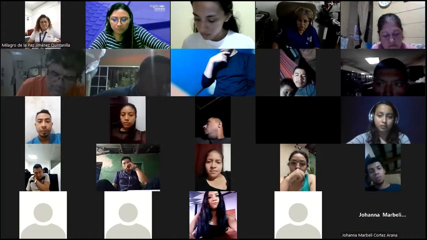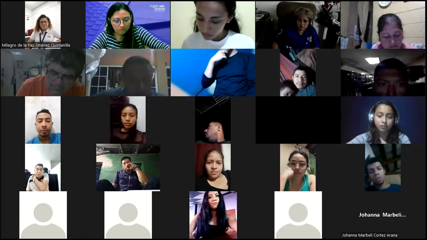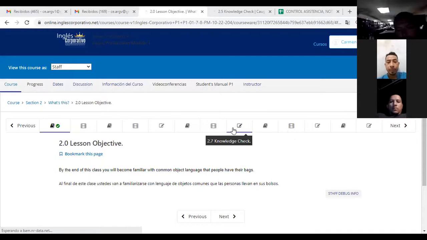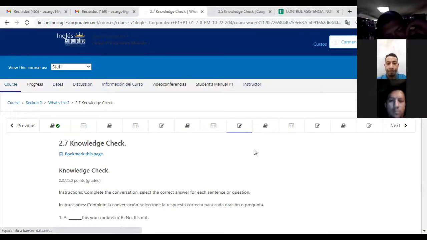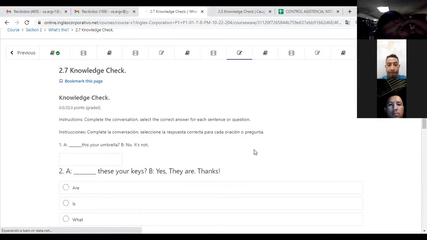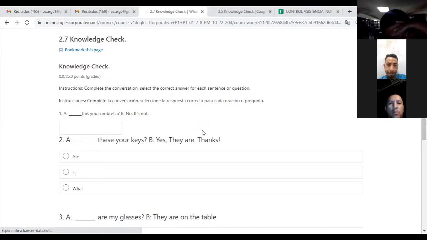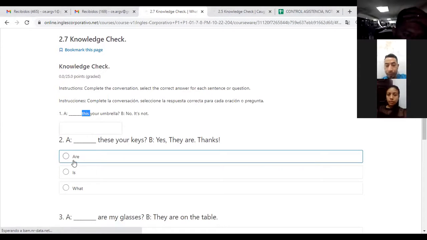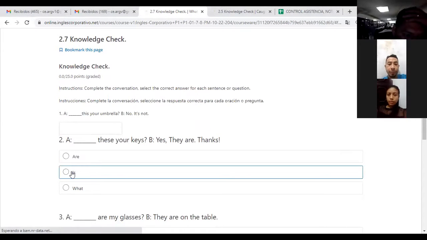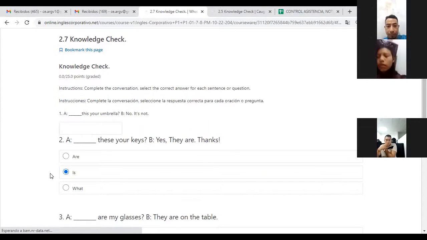Y en la plataforma, let me see. You have some exercises. Era este, section number 2. Y acá nos pedía hacer preguntas, ¿ok? Miren these. Esta palabra ya me está indicando que es singular o plural. Singular. Entonces, ¿será que ocupo are or is? Is. Siempre usamos este tipo de lógica.